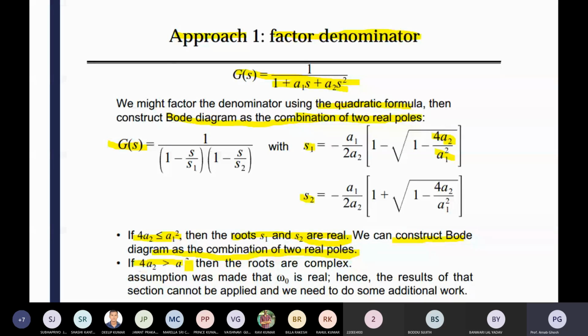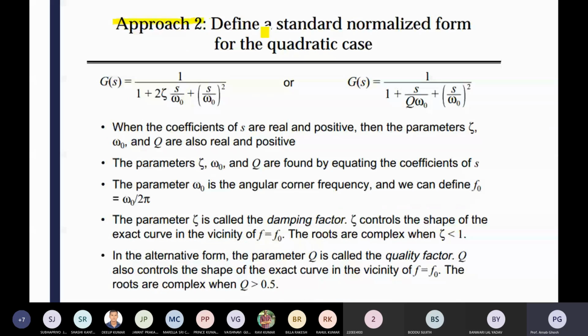If 4A2 is greater than A1², then the roots will be complex because the value under the root will be negative. The assumption that the roots are real was made there, hence the results of that section cannot be applied. We need some additional points that you have to calculate. Then you can see in approach two the definition of a standard normalized form for the quadratic case. So you have that quadratic equation.